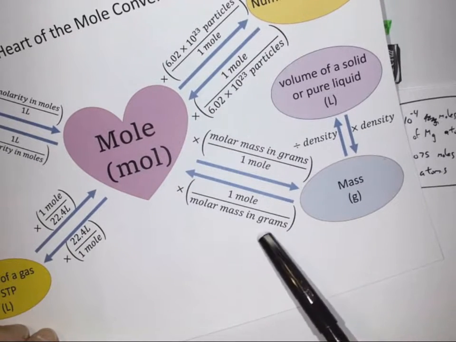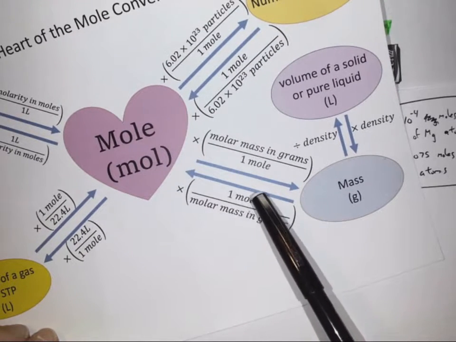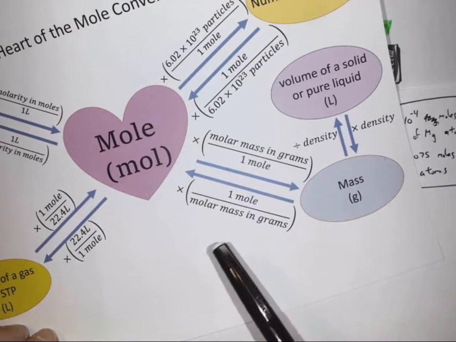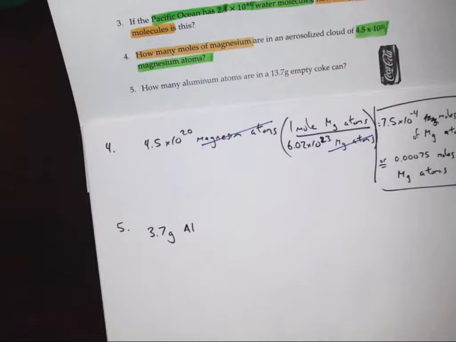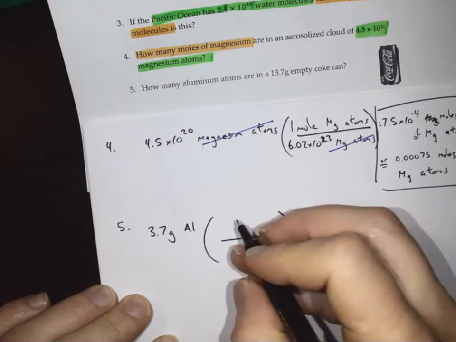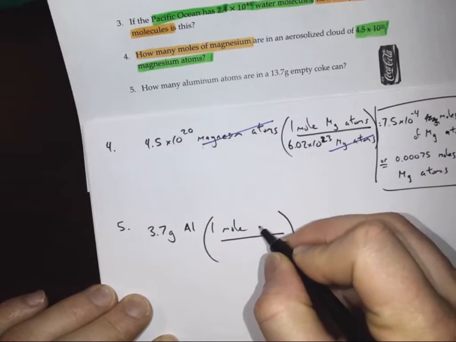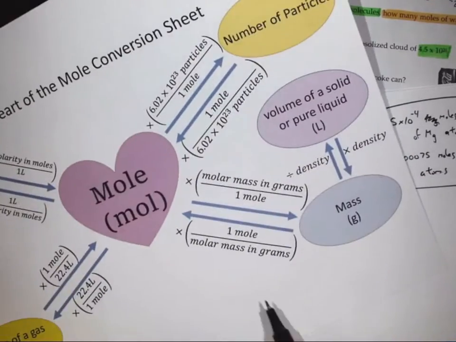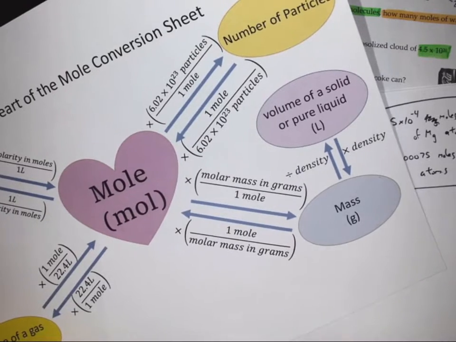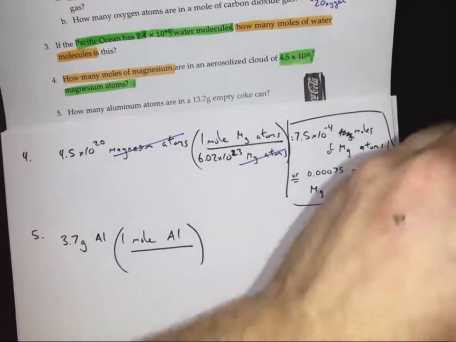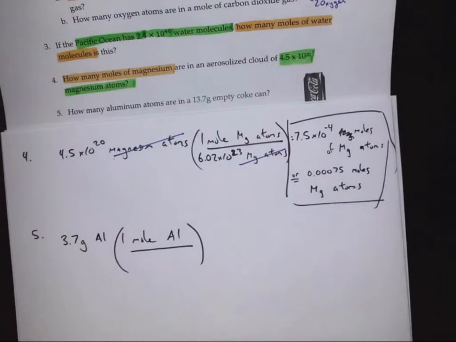And if I look in this conversion, it says I have 1 mole at the top, but I need the molar mass of my substance, which in this case is aluminum. So the first conversion factor will turn into 1 mole of aluminum. In exchange, I have to find the molar mass of aluminum. And to do that, I'm going to use my periodic table.